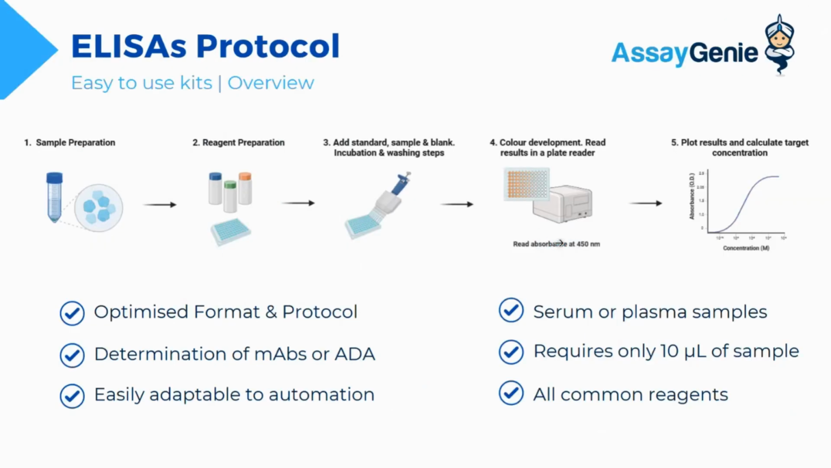And this is the overview of the protocol, which has been optimized and can be used effectively for determination of monoclonal antibodies or anti-drug antibodies. It's very easily adaptable and can be used in both serum or plasma samples, and it only requires 10 microliters of sample and can be used with all common reagents in the lab. Here, we prepare the sample and the reagents. You add the standard samples or blanks to the wells. You follow this with the incubation and washing steps. You allow the color to develop, then you read the results on a plate reader, and then you can plot the results and calculate concentration. It's very straightforward.